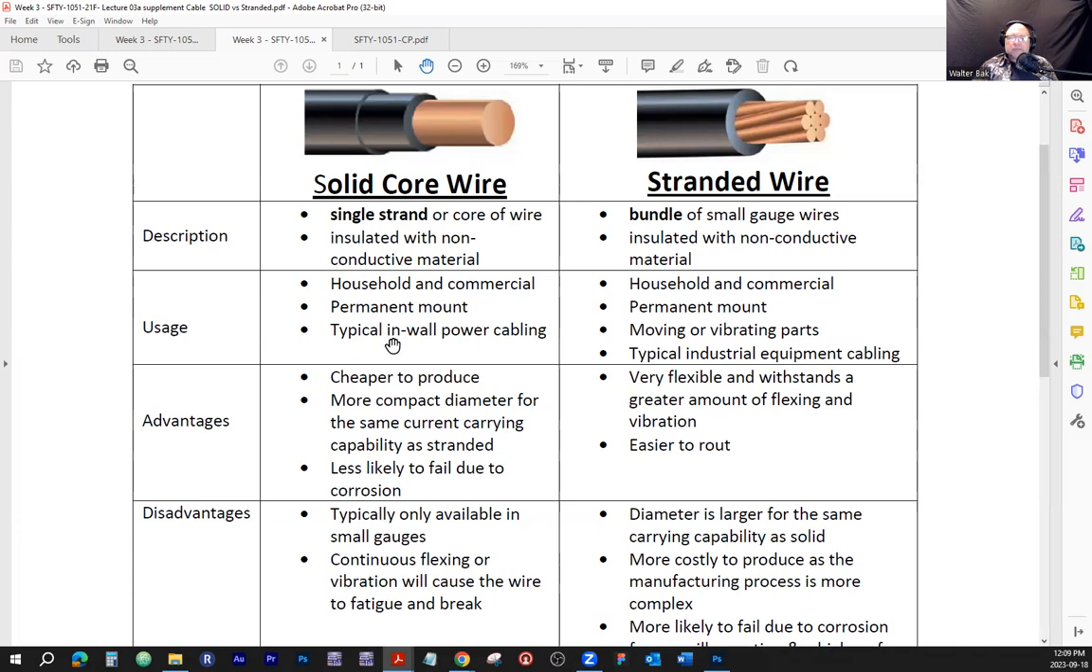So in order to achieve the same ampacity, or the ability to carry a certain amount of current, you need to have the same amount of copper. But you see, this here is more compact, so it's going to take less volume than the stranded wire, because you see those gaps between all that stuff. The stranded is just going to take a little bit more volume.